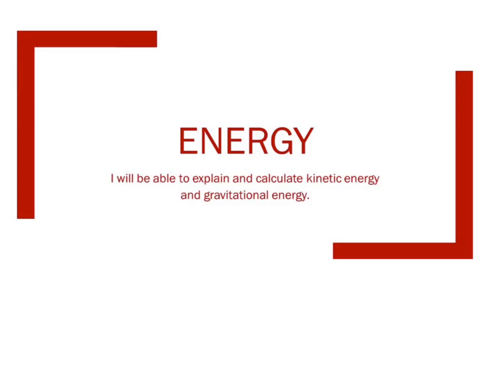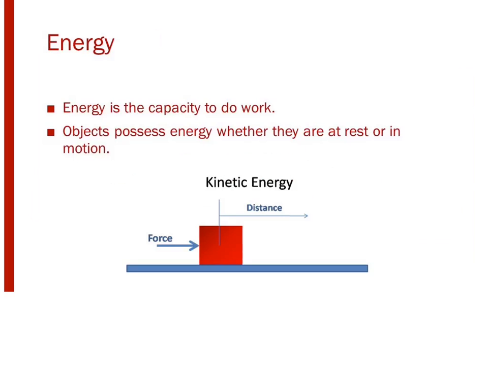In this lesson, we're going to look at the two main forms of energy, kinetic energy and gravitational potential energy, and how to solve some basic problems with those. So let's look at, first of all, what is energy? And energy is the capacity to do work.